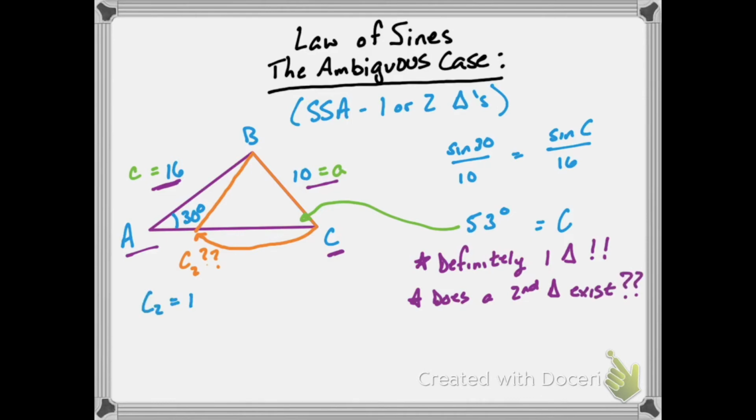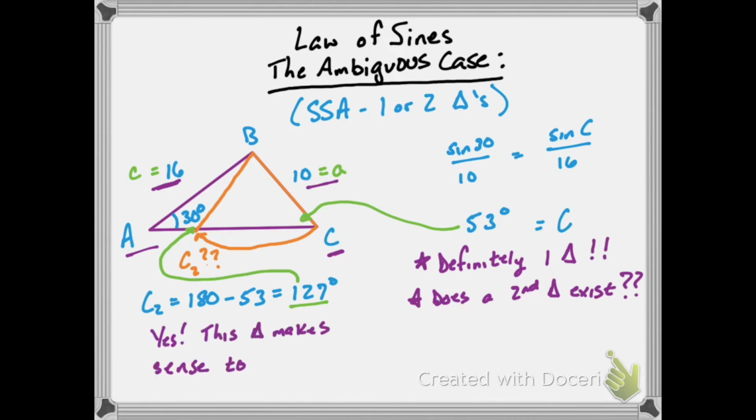To find C2, all we do is take 180 and subtract the first C value that we found. This will give us a C2 value of 127 degrees. Now we check to see if that makes sense in our triangle. 30 degrees plus 127 degrees is 157, which means we've got a feasible second triangle over here.